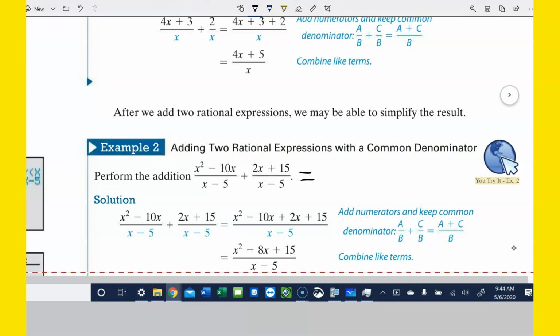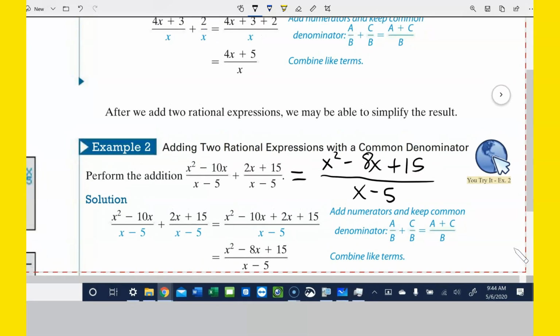So x squared doesn't have any like terms, so it just stays x squared. Negative 10x combines with positive 2x because they're like terms. So negative 10x plus 2x is minus 8x. And then plus 15 doesn't have any like terms, so it just stays plus 15. And that's all over x minus 5. Okay, and that's a good answer.